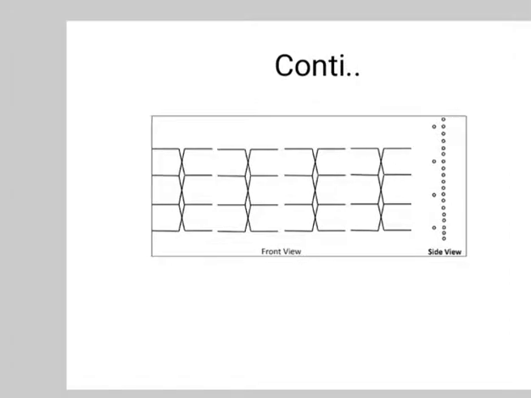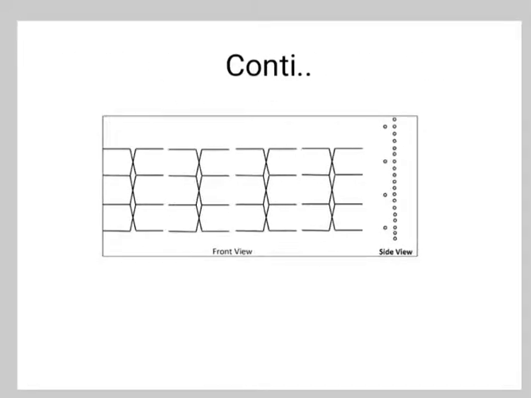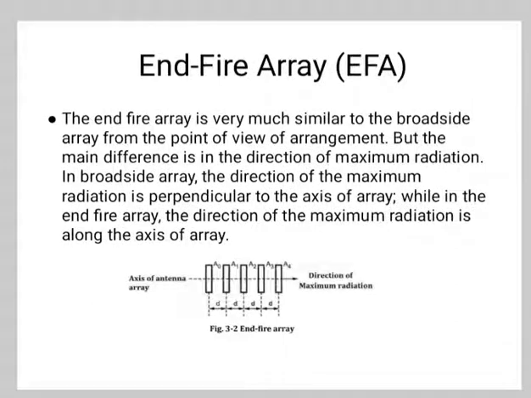So this diagram shows the front view and the side view. The broadside array is strongly directional at right angle to the plane of the array. The radiation in the plane will be very less because of the cancellation in the direction joining the center. Next is the end fire.